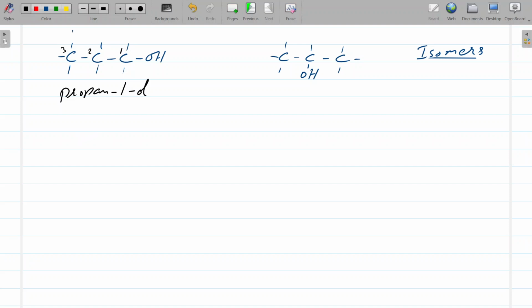Not prop-1-anol, so not like that, but propan-1-ol. Okay. And so by that, what will we call this guy? It's closest to both sides, so we can start from either left or right. It's on you. Number it from both sides: 1 2 3, 1 2 3. So in either case you're getting carbon number 2, right? What would you name it?